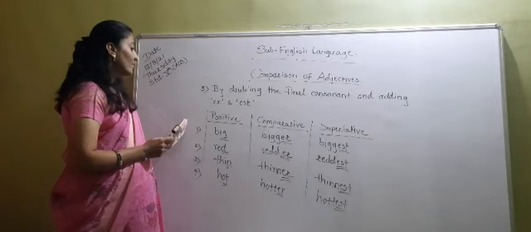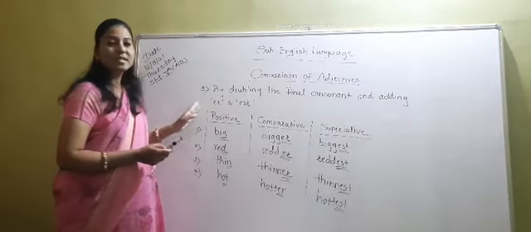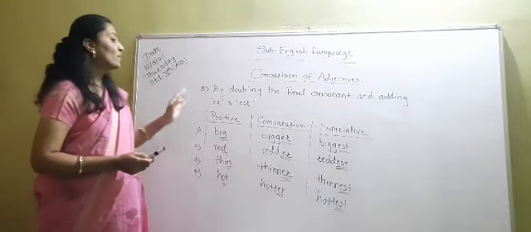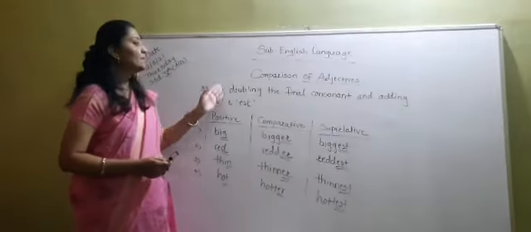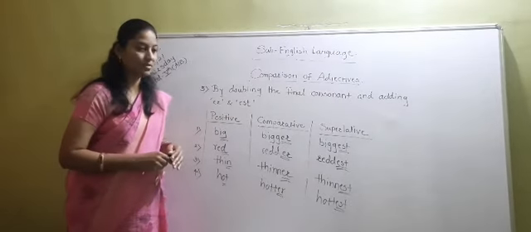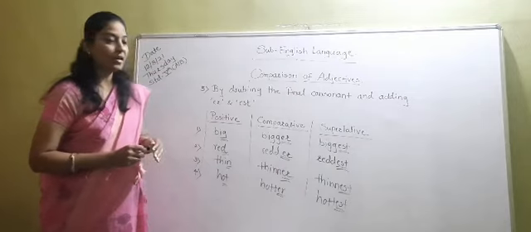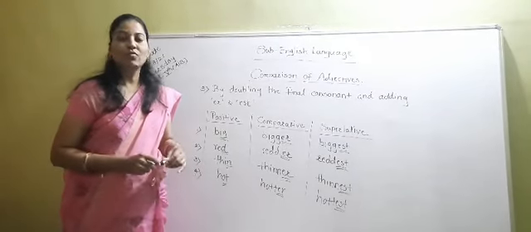So you can form positive, comparative and superlative. Positive is already given. You can form the comparative and superlative degree by doubling the final consonant and adding ER and EST to the adjective. So it is very simple. I hope you have understood it very well. Now let's move forward.